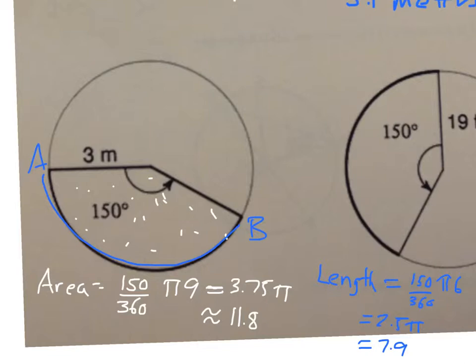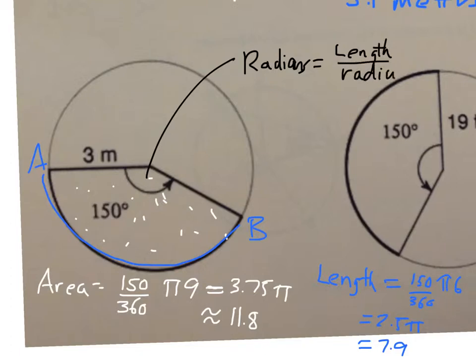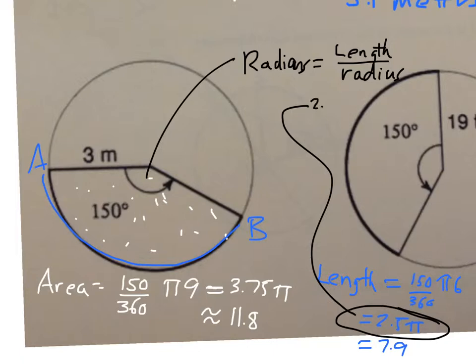And then finally it says to find out how many radians that's worth. The formula for the radians is the length over the radius. And we've actually done all the work. We just have to divide the arc length by the radius. What's the arc length? We've got it right here. So the radians would be 2.5 pi divided by 3. And it would be okay to leave it like that, or plug it into the calculator and divide it.